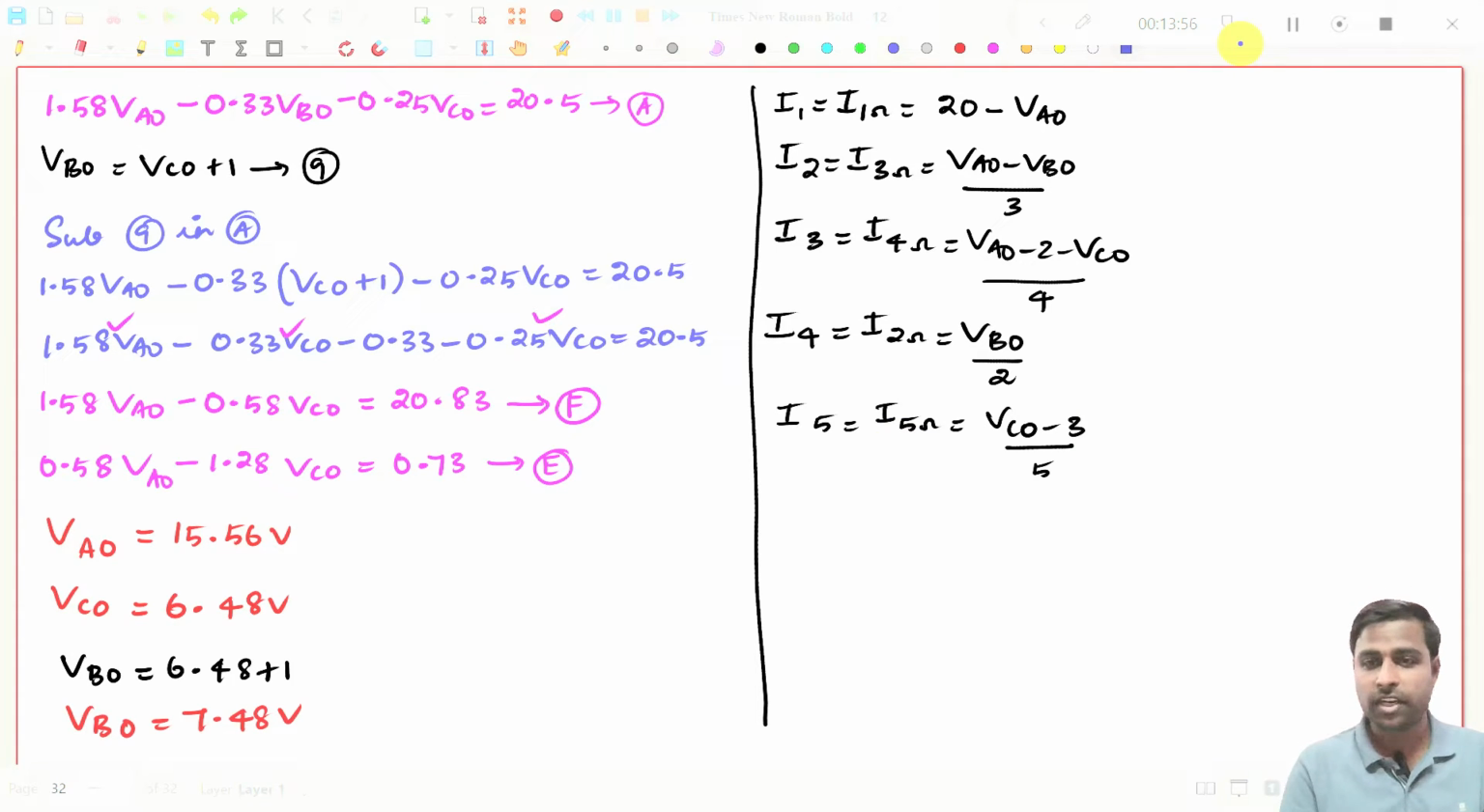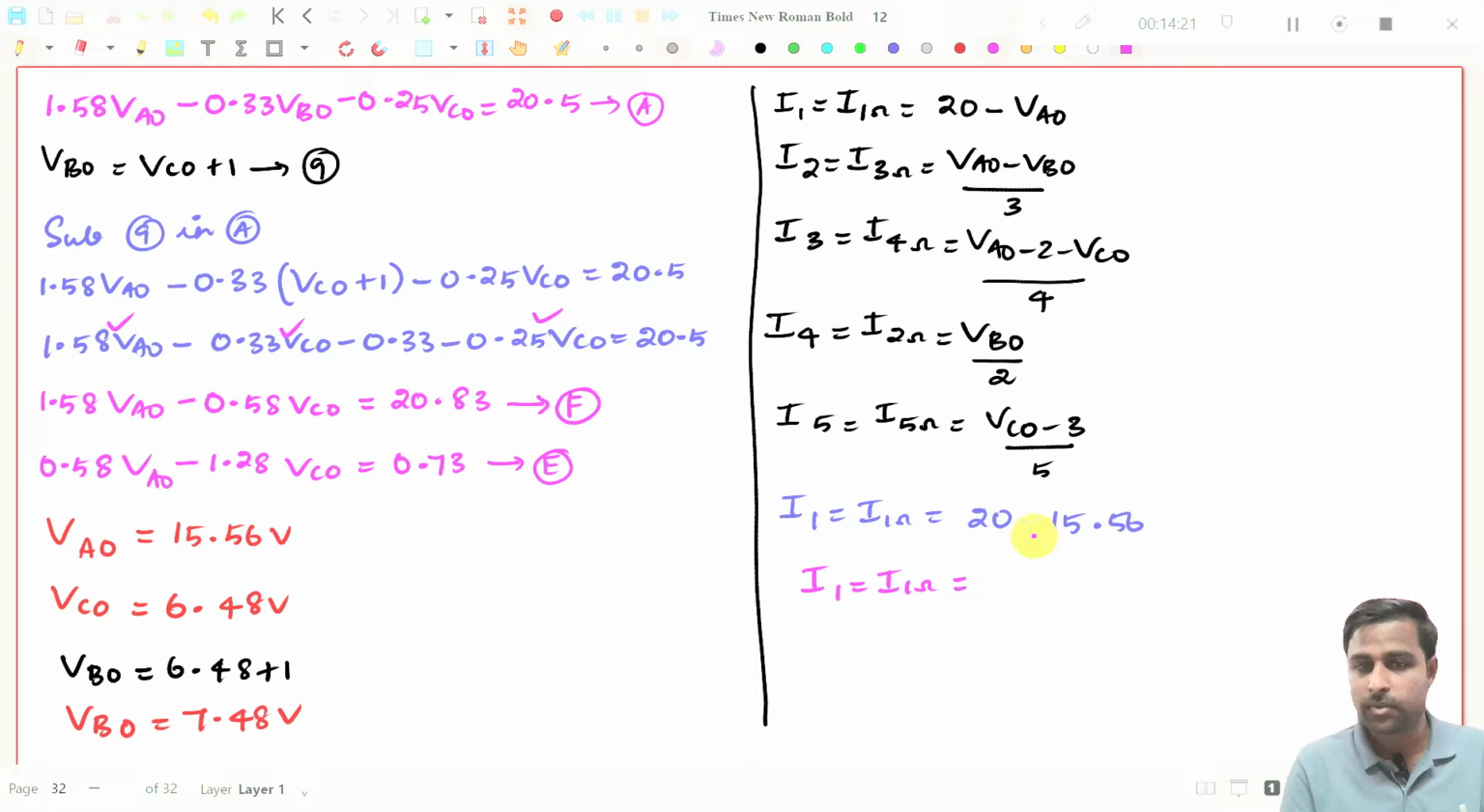So we try to write the answers. See, I am going to find I1. So I1 will be equal to what? I through 1 ohm resistor. That is nothing but 20 minus VAO, which is 15.56. So what is the value? Then you will get I1, that is I through 1 ohm, will be equal to 4.44 amperes.